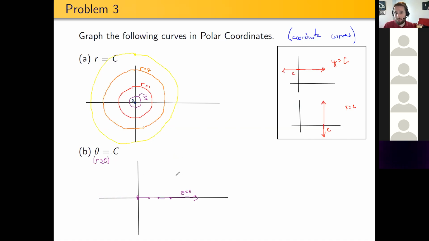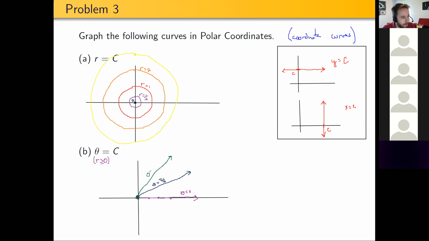Okay, and then I can graph any number of these coordinate curves. So theta equals pi over 6. That's a 30-degree angle. And the coordinate curve will correspond to that ray emanating out at that fixed angle. You get this.